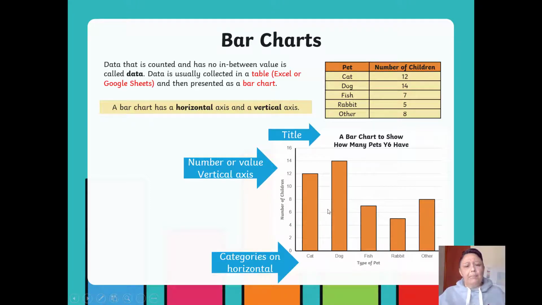What's really important is you understand the vertical axis is always the number of children up here. And then down the bottom we've got the type of pet, and that is your categories or the horizontal axis. It is really important in a bar chart that you always put the title up the top. So when people are reading it, they know exactly what this data is representing. And with this Excel table, you can present your findings in a nice colorful chart like so.